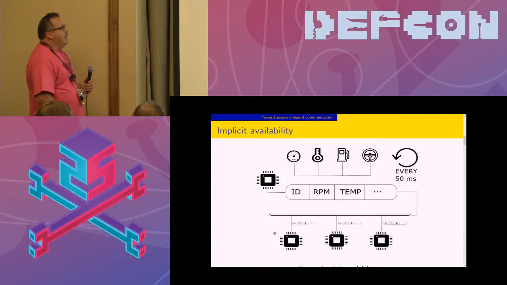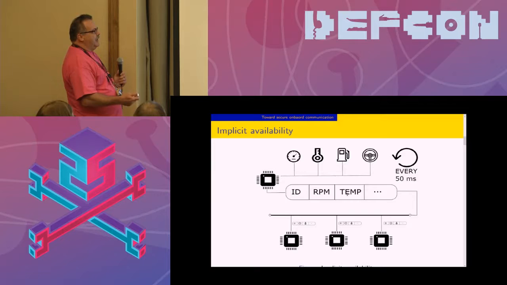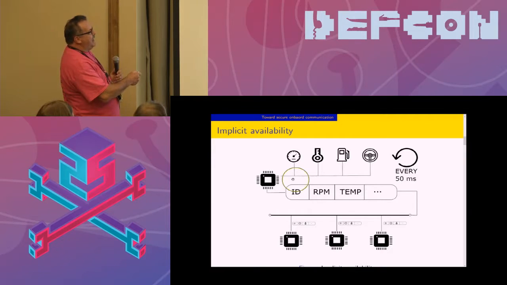Okay. So in this example, you'll see that it has this ID number, the arbitration ID for CAN, for instance, and then there's an RPM, or engine speed would be the more correct term. Temperature, this could be OAT or outside air temperature, et cetera. And this would be broadcast from an ECU, and maybe this particular one is broadcast every 50 milliseconds.